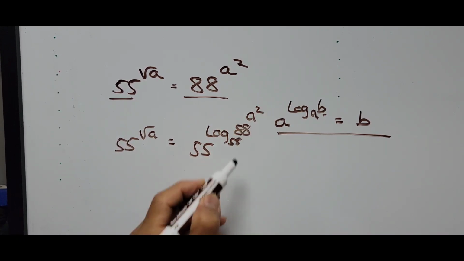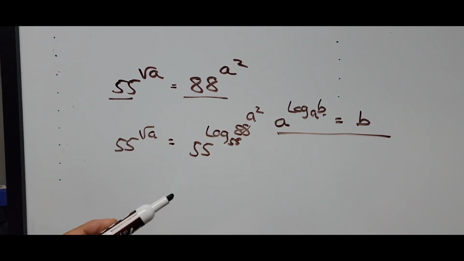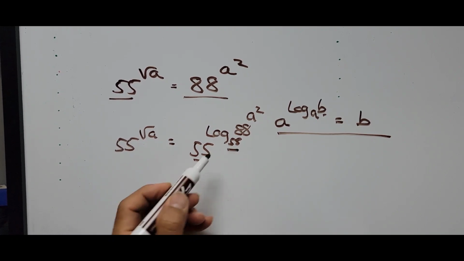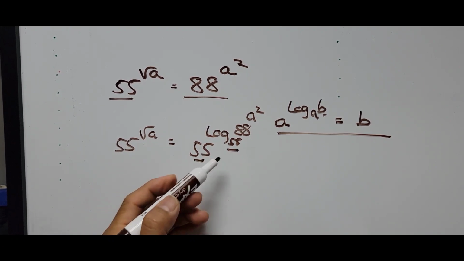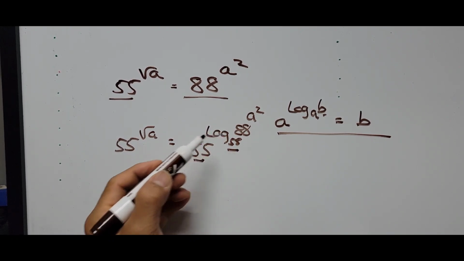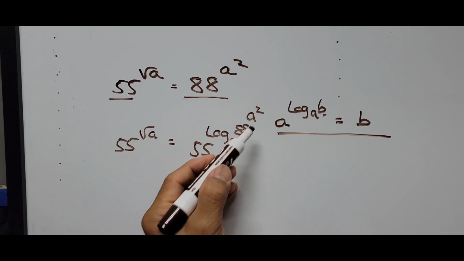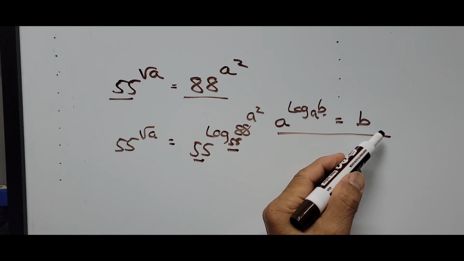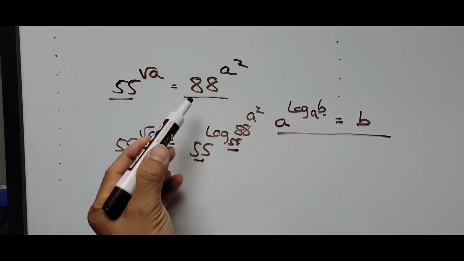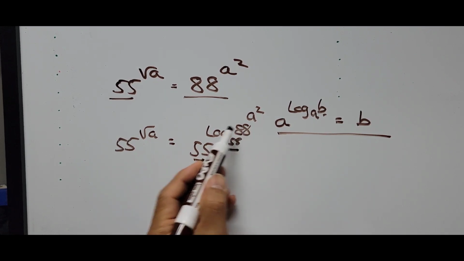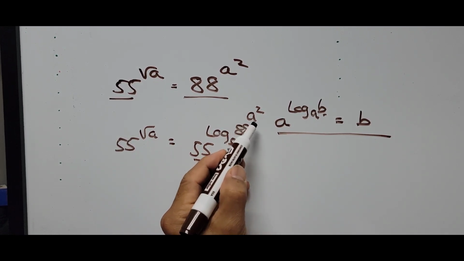base 55. Raising the logarithm of base 55 to the same base will cancel the base, raising to the logarithm of the same base. So it will turn out that's 88 to the a squared, and that is b over here, represented by b. That is 88 to the a squared.